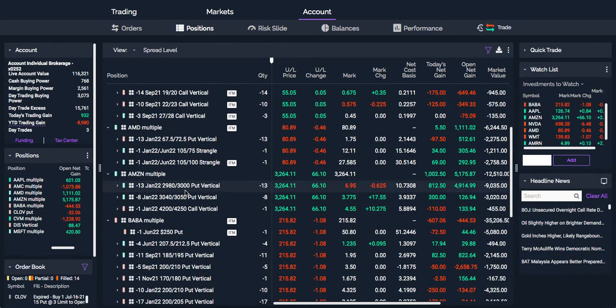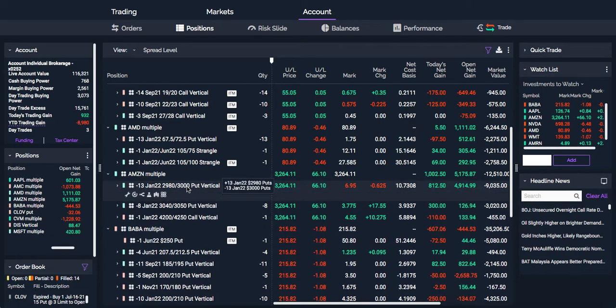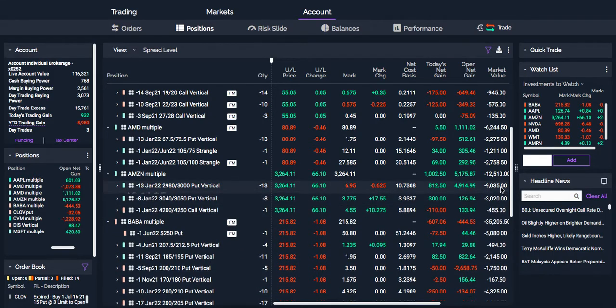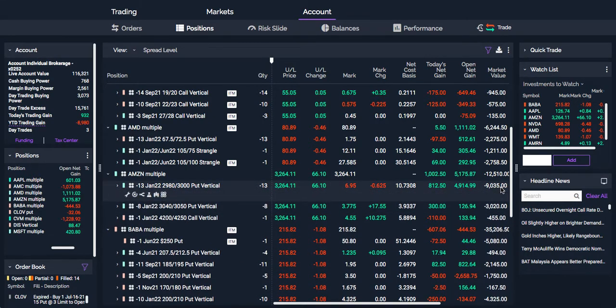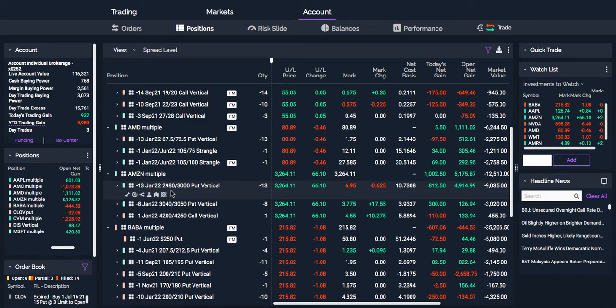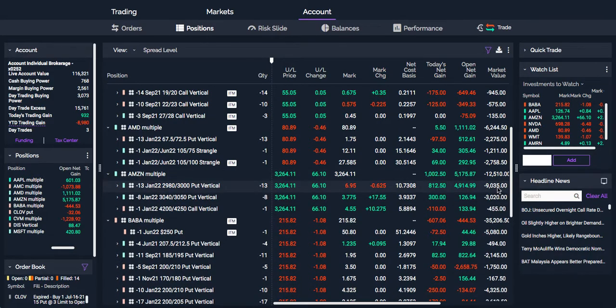Like these Amazons, we're up almost $5,000 on it right now because we have the 3,029.80. So we're putting $2,000 on the line, times that by 13. So we're putting $26,000 on the line. And we can still get another $9,000 out of these, which is huge. And we're already up $5,000. So as long as Amazon stays above 3,298, we make all 9,000 more.